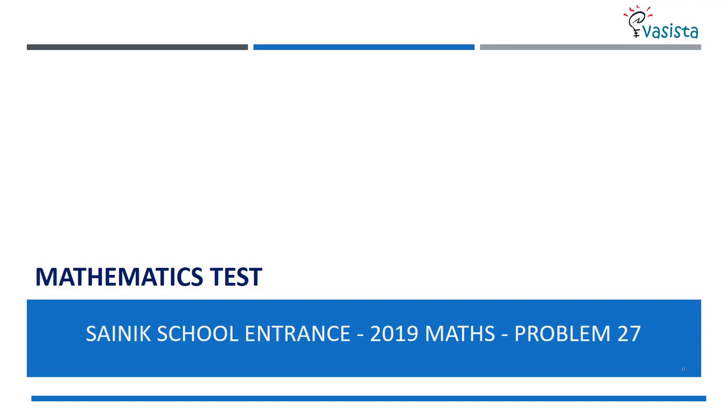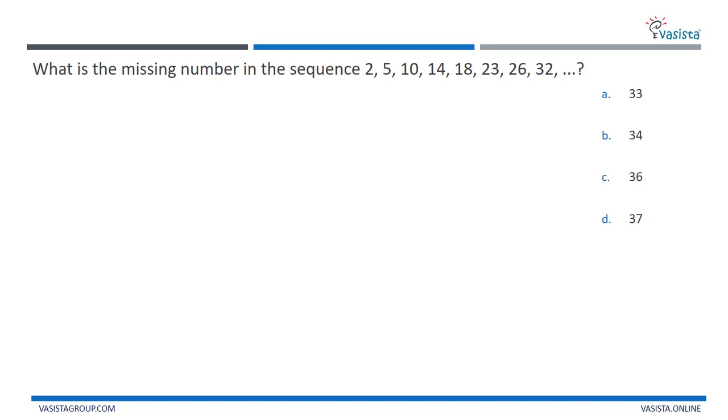Let us go with the next problem, that is problem number 27 here. What is the missing number in the sequence? It is a simple one. Let us check out this. So we have to find the missing number here in that particular sequence.